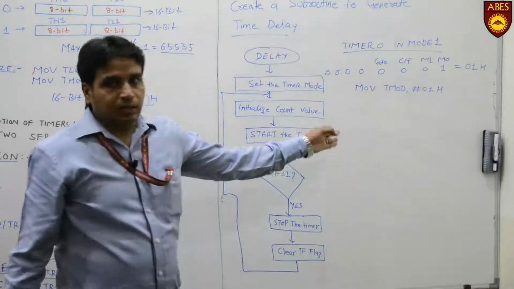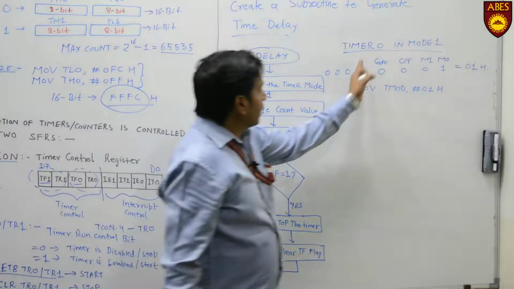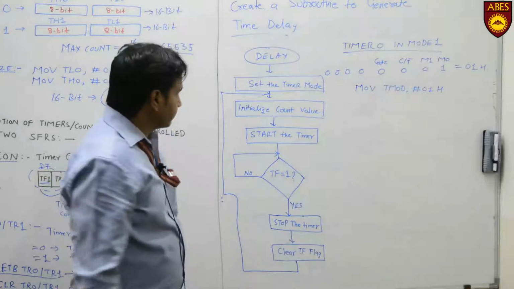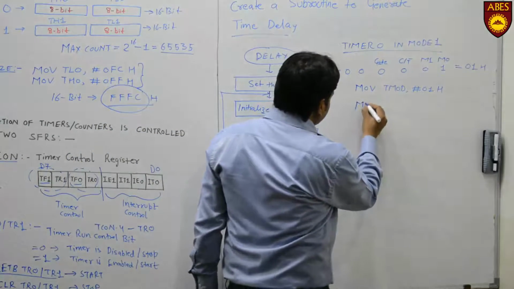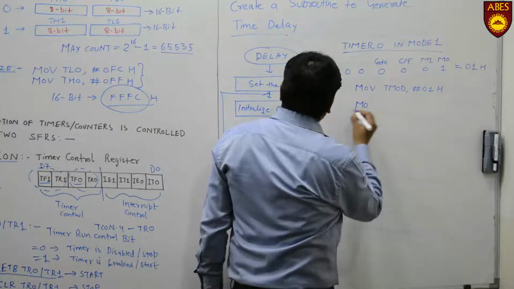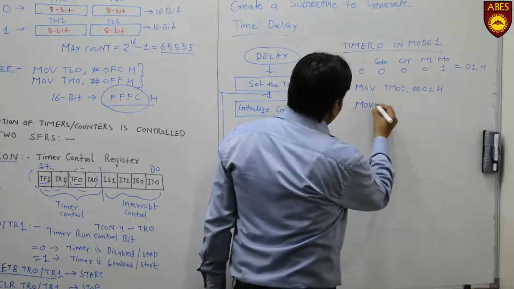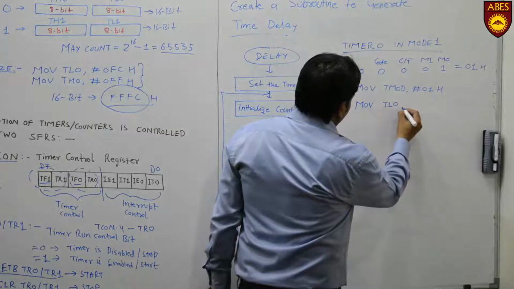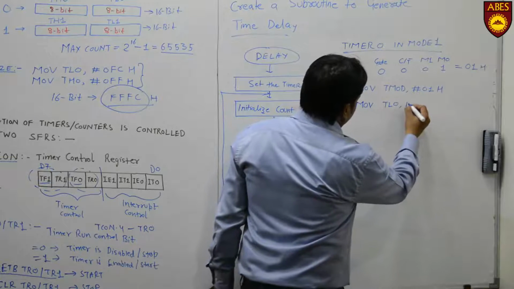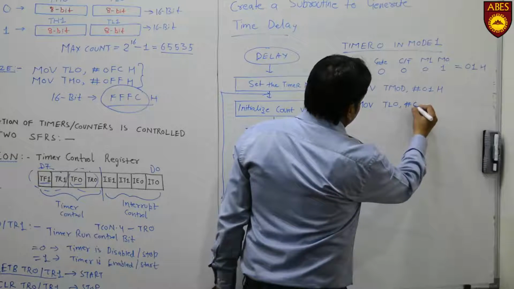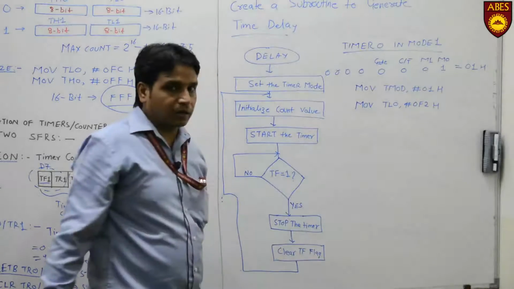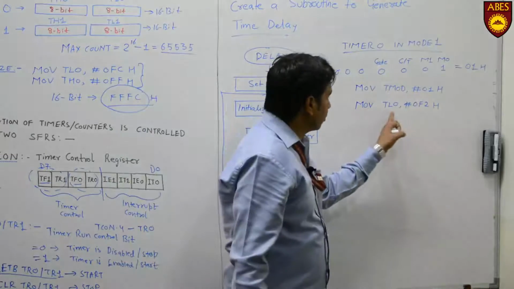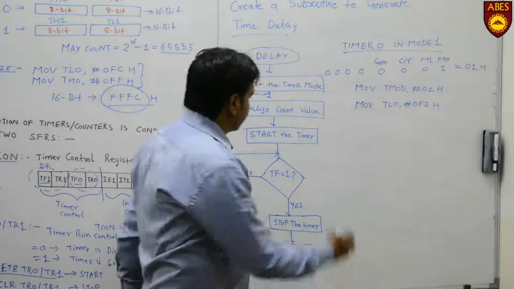So this instruction will set the operation of timer 0 in mode 1. Then we will load a count value. We have already seen how we can initialize the value of timers. MOV TL0, #0F2H. I am taking here some random value for initializing the lower order byte, that is F2 in hexadecimal.